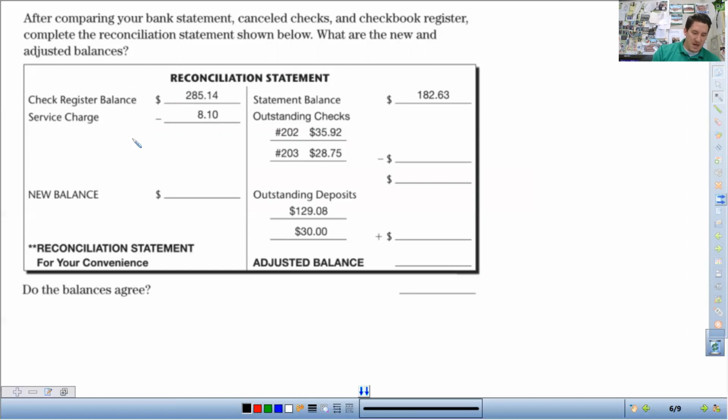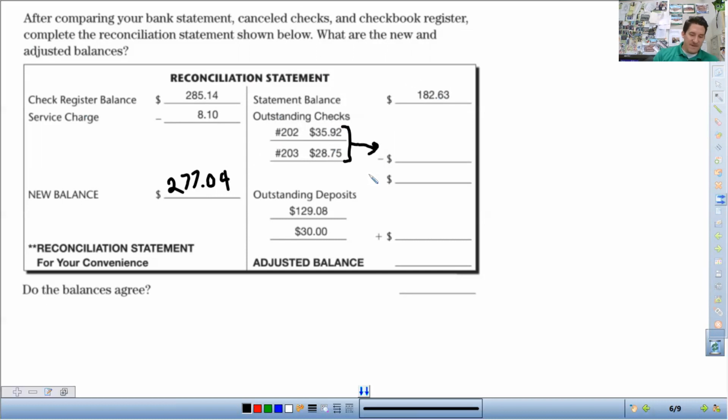It's already put in here minus, so 285.14 minus 8.10, up to 277.04. All right, then here's your statement, the statement balance. So you want to put in any outstanding checks that you've written that haven't shown up yet. So you need to add these two together. So you're going to add these, and that value is going to go on this line here.